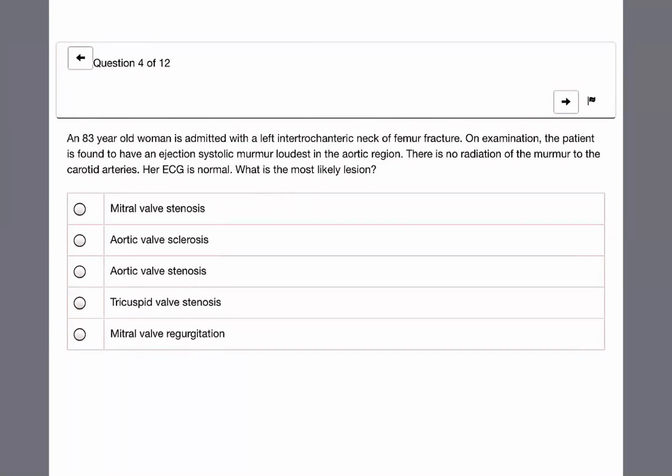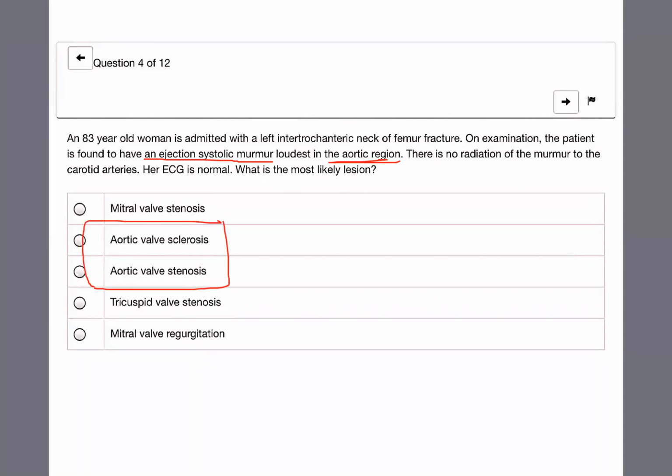Okay, next question. An 83-year-old woman is admitted with a left intertrochanteric neck of femur fracture. On examination, the patient is found to have an ejection systolic murmur, loud in the aortic region. There is no radiation of the murmur to the carotid artery. Her ECG is normal. What is the most likely lesion? Mitral valve stenosis, aortic valve stenosis, aortic valve sclerosis, tricuspid valve stenosis, or mitral valve prolapse.